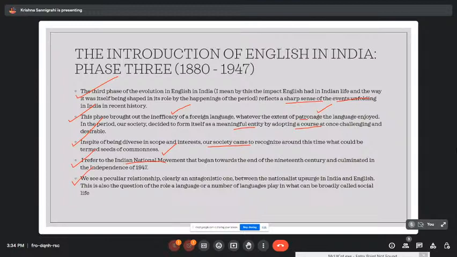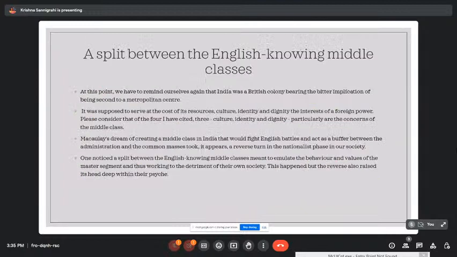So there is a peculiar relationship, and peculiarly it's going against each other, between the nationalistic upsurge in India and English, because they were against the use of English, right? So the role of a language, or a number of languages, plays in what can be broadly called social life. As a result, there began a split, and the split was amongst the English knowing middle classes. To which party they were supporting, what was their main idea, that became important.